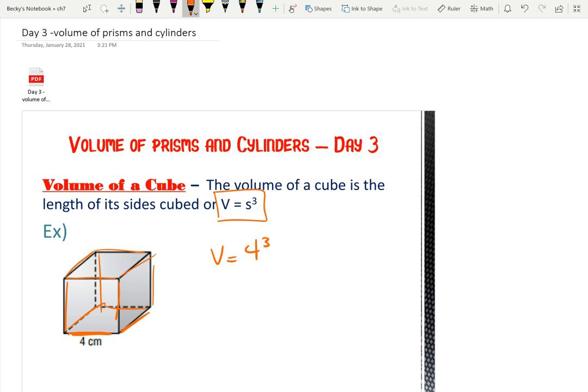Most calculators have at least like a caret. So if you can find this button, it looks like this, you can push 4 and then the caret and then the 3, and it'll raise it to the third power. So 4 to the third is 64. So mess around with your calculator and see if you can get that. And if you can't figure it out, you can just do 4 times 4 times 4. Now, we are now doing volume. So this is units, which is centimeters cubed.